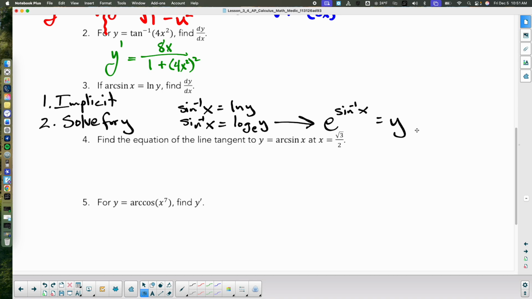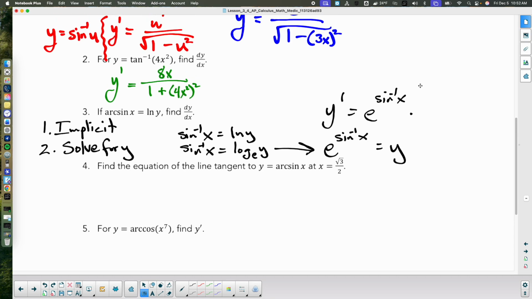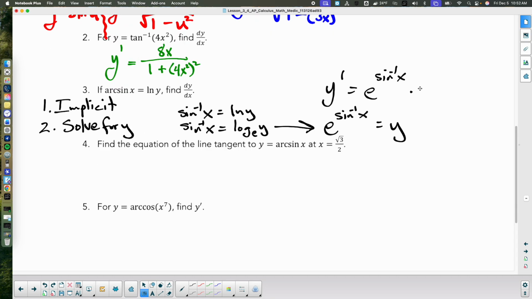I think for some of you, you might have had an easier time doing this implicitly, to be honest. But it doesn't matter. So this one is actually pretty easy to do the derivative of, other than it just looks weird. The derivative of e to any power is you rewrite the exact same thing and then multiply by the derivative of the power. So the chain rule would be the derivative of arc sine of x, u prime over square root of 1 minus u squared.